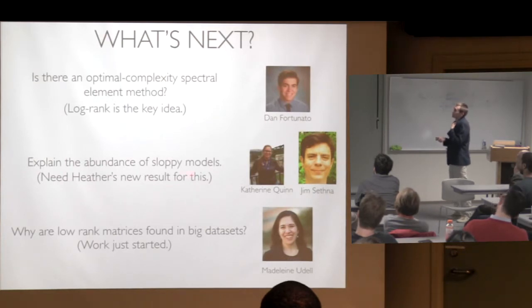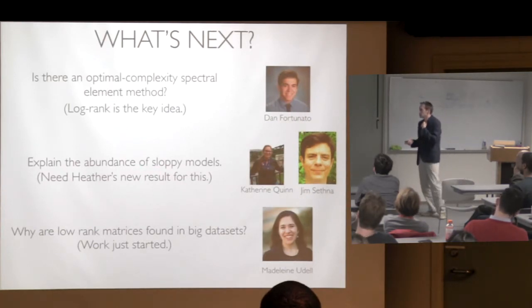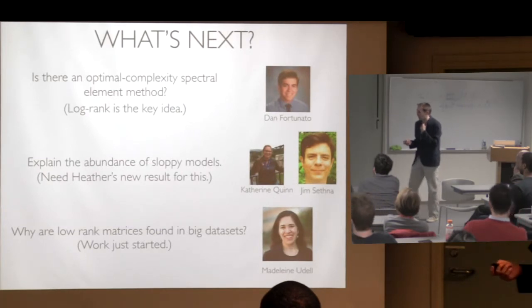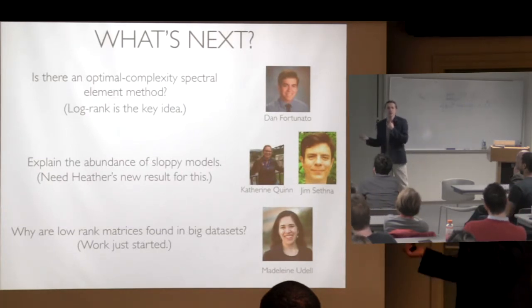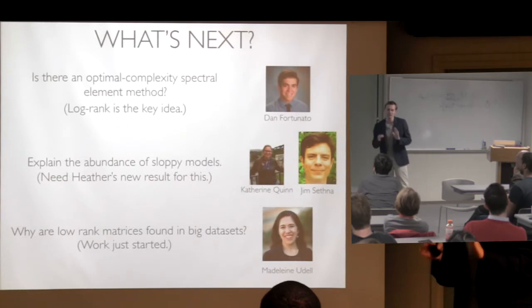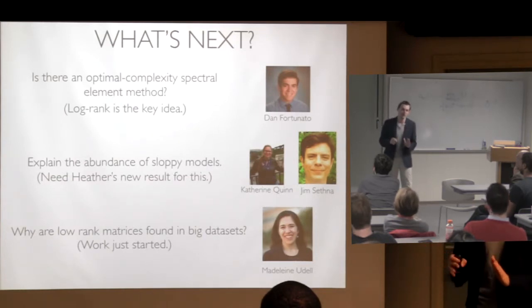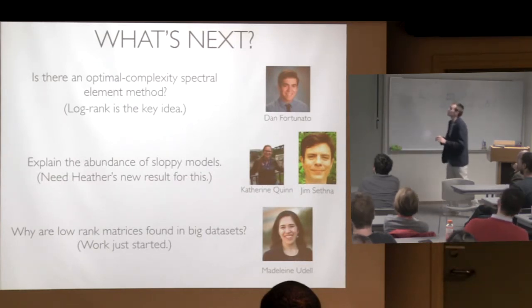Heather's been using her stuff to get sloppy models, to explain the abundance of sloppy models with Jim Slefner. And we just started thinking about why low-rank matrices are found in big data. Madeline has some really good ideas there. And I think Sylvester is the key, perhaps, or maybe something else.